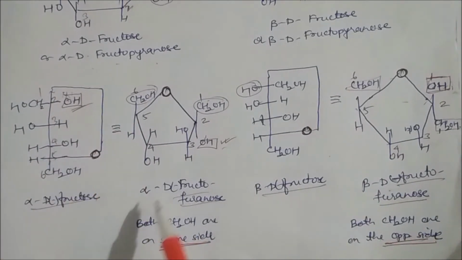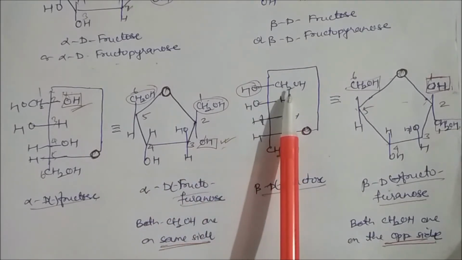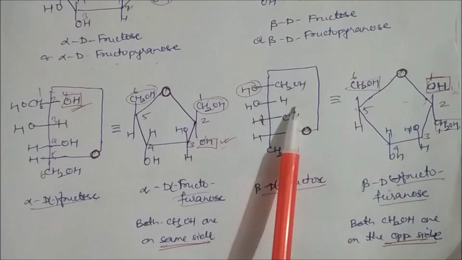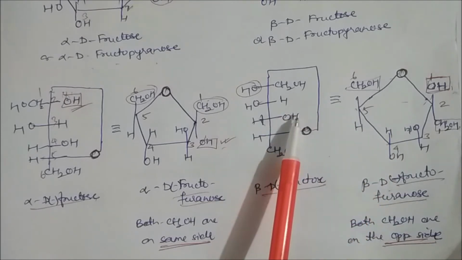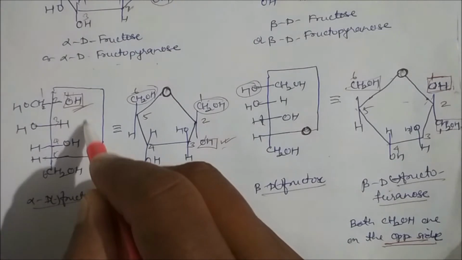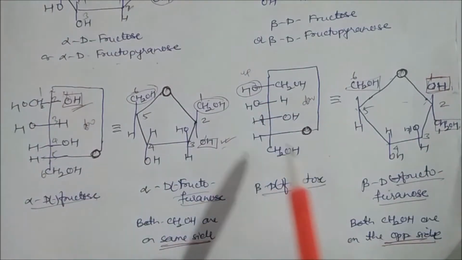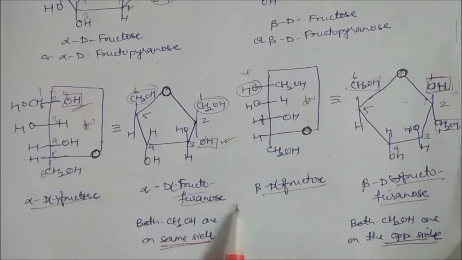So these are down. Similarly here CH2OH is again down, H is again down, OH is up, this OH is again down, and then H is up. So these positions are the down areas. This is also down, and this is up. So we can see this is your beta D fructose.